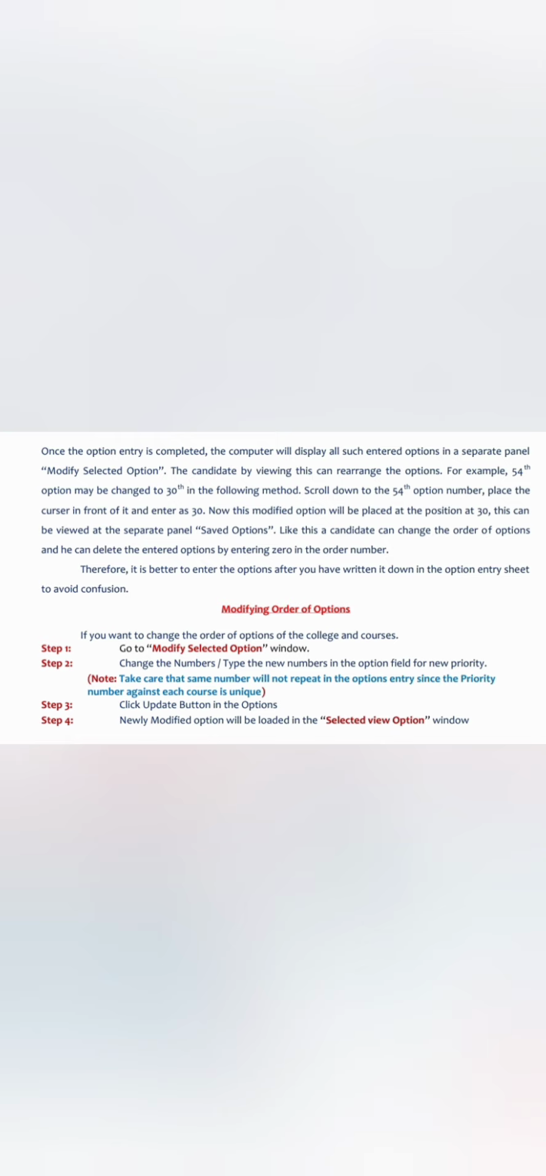In simple terms, you see here, step 1, go to modify selected option window. There you will see that you can change the number and type, and I will show with an example how you can change the number and type. And then step 3, click the update button. Once you change, you have to click the update button, and then select view option, and you will see the new set of option entries after modification, and then only you have to submit those as a final entry for round 1, right?